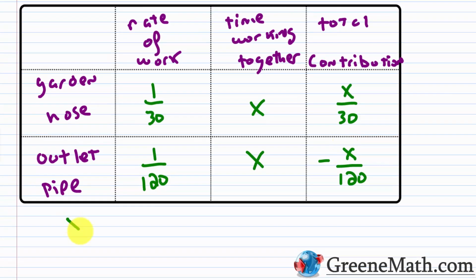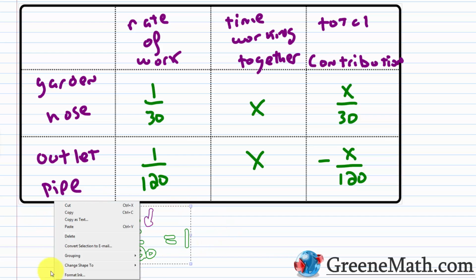So I would have x over 30. I'll just put minus, or you can put plus negative, doesn't matter. I'll put minus x over 120. I'll set that equal to 1. So in other words, the total contribution, or the total amount of water that goes in from the garden hose, minus the total contribution, or the total amount of water that gets pulled out from the outlet pipe, when that's set equal to 1, the value for x is going to tell me the amount of time it takes for them to complete that job, again, working together.